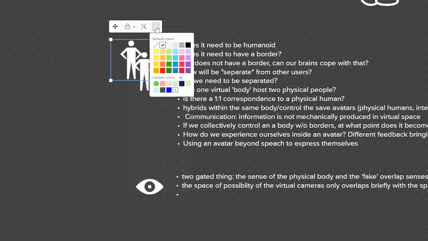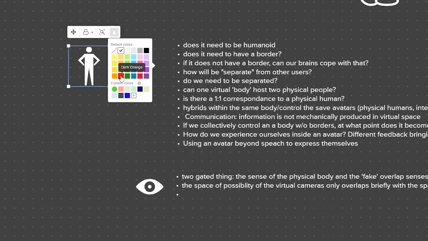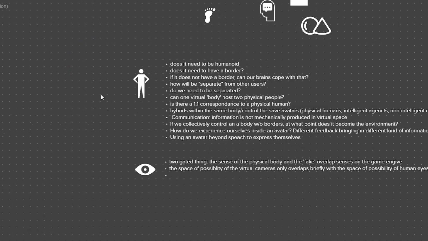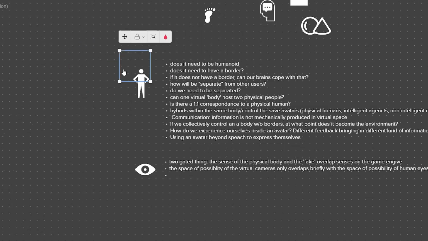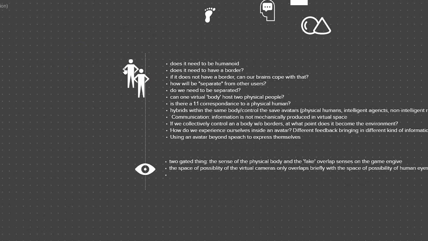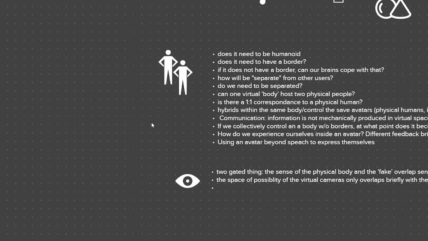Because we can't get rid of the, oh, where did that go? We cannot get rid of the doubling. Sorry, I'm trying to make this guy another color and then they disappear. So there's always the physical you behind the virtual you.